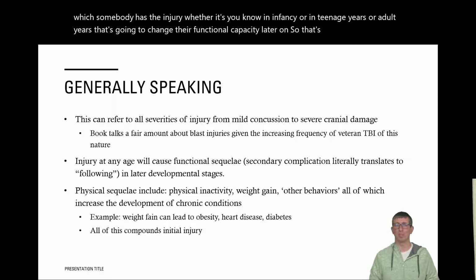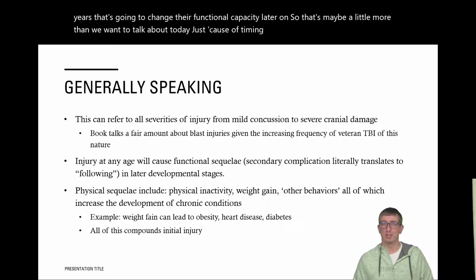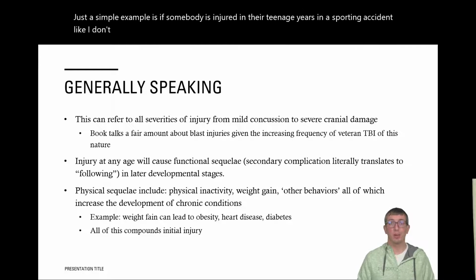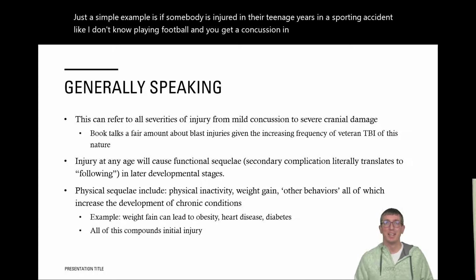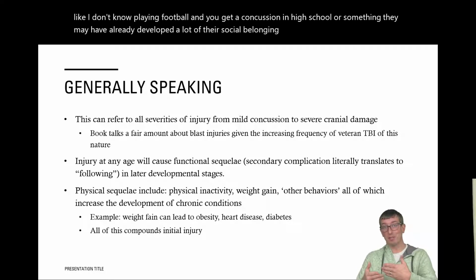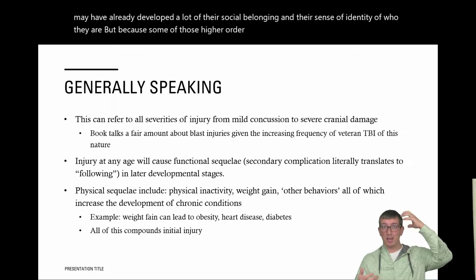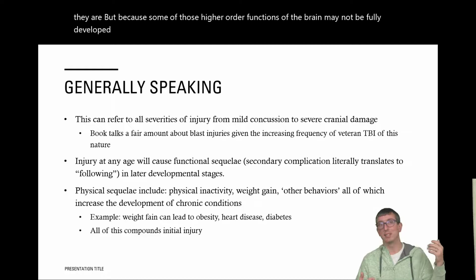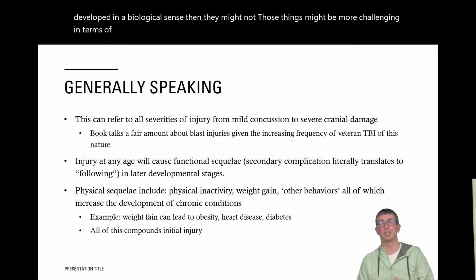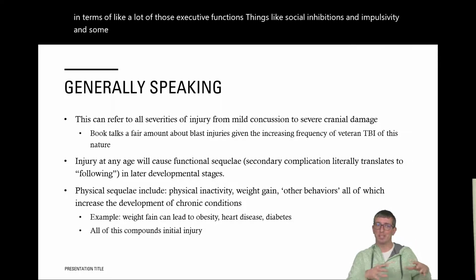That's maybe a little more than we want to talk about today just because of timing, but a simple example is if somebody is injured in their teenage years in a sporting accident, like playing football and you get a concussion in high school, they may have already developed a lot of their social belongingness and their sense of identity. But because some of those higher order functions of the brain may not be fully developed yet in a biological sense, those things might be more challenging, like a lot of those executive functions. Things like social inhibitions and impulsivity that are common in teenage years.